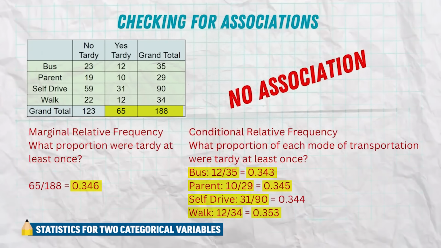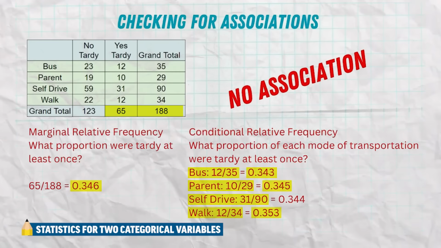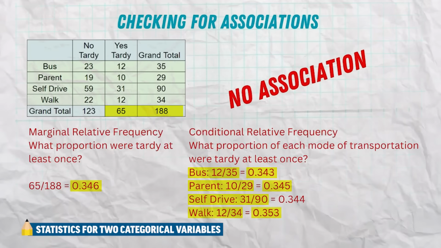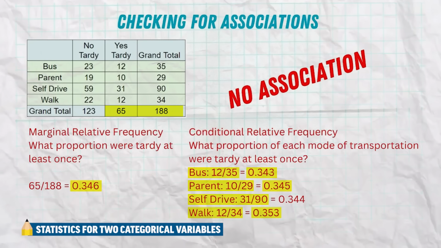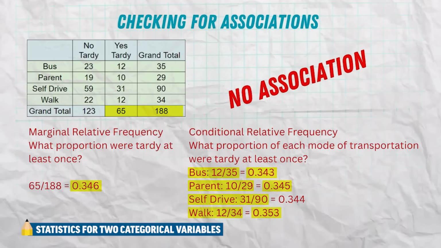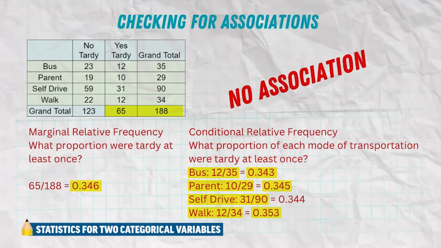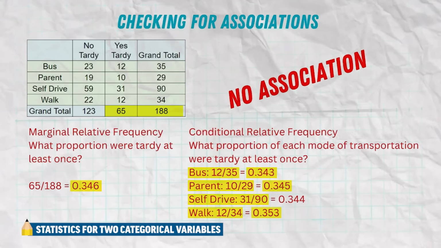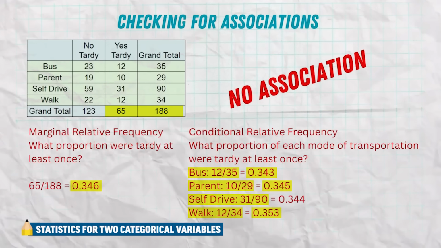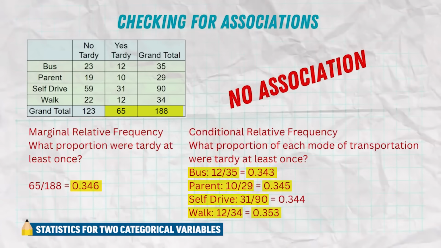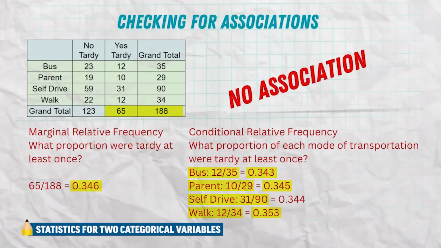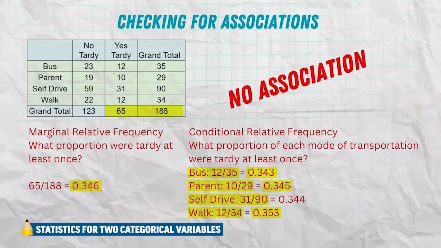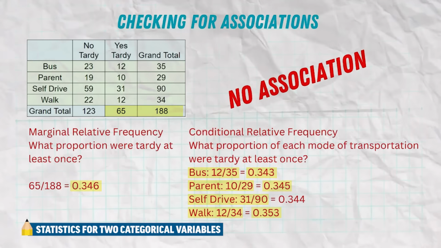So what we're seeing is that the added conditions of how you got to school did not make it any more or less likely for you to be tardy. It's all around 34-ish%. This is a sign of no association. When you attach a condition to a question and it doesn't change the marginal relative frequency, well then there's no association. Clearly, how you arrive to school does not make you any more likely or less likely to be tardy.